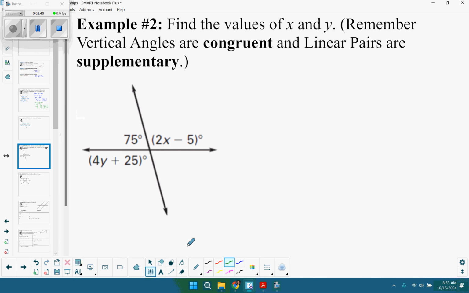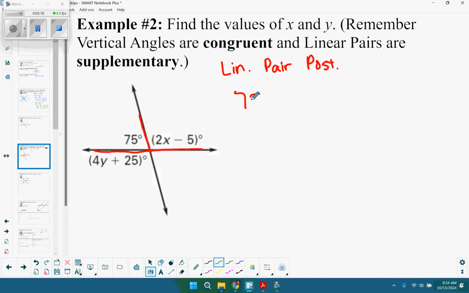For example 2, I now still want to solve for x and y, but if I look at my vertical angles, they're different variables. So I'm going to have to approach this problem differently. There is only one angle with an x in it and one angle with a y in it. So I'm going to relate both of these angles to the 75 that exists. If I look at the angle with x in it and the angle with 75 in it, those two are a linear pair. So using the linear pair postulate, I'm going to make them supplementary.